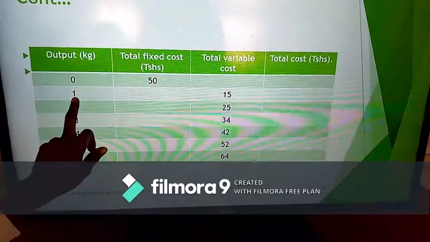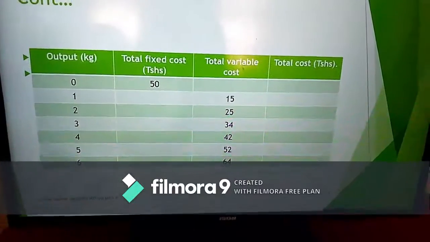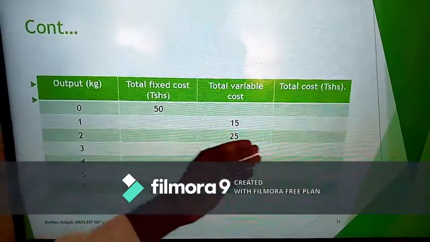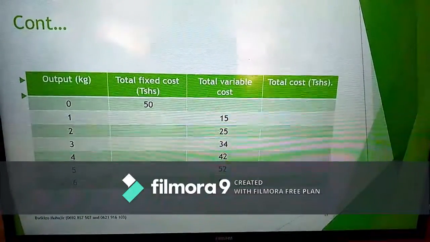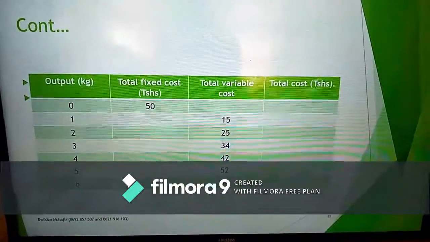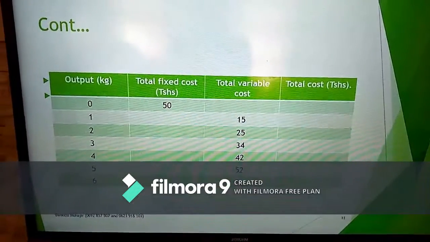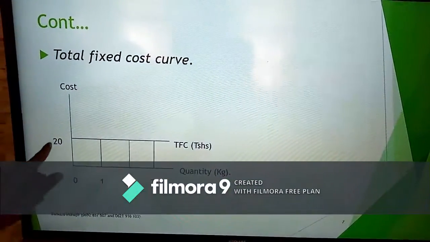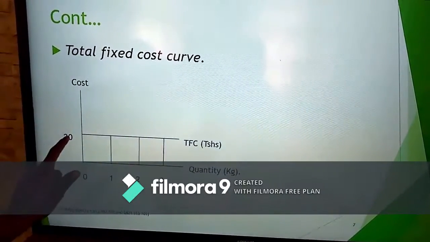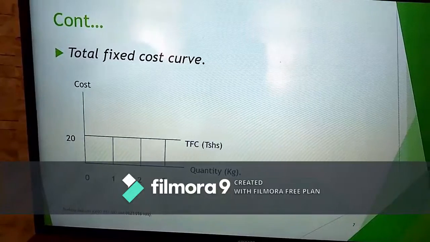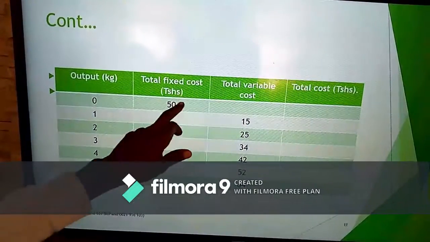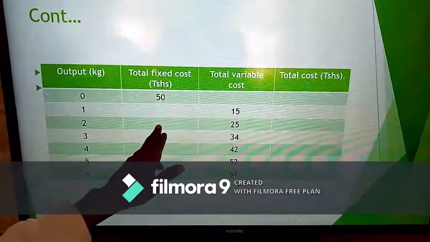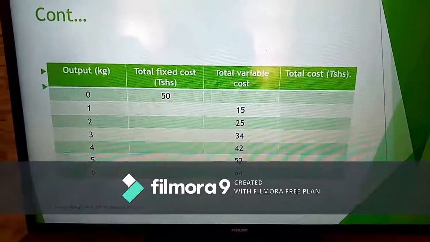Now, at output level 1, we pay 15 variable cost. So how can we determine the total fixed cost here and the total cost here? Remember, we agree that total fixed costs are the costs which do not change with the change in the level of output, as you can see here. A firm still pays the same amount of cost, 50, under all levels of production. So if here there is 50, we expect the firm will pay 50 at this level, 50 at this level, 50 at this level, and the remaining levels.